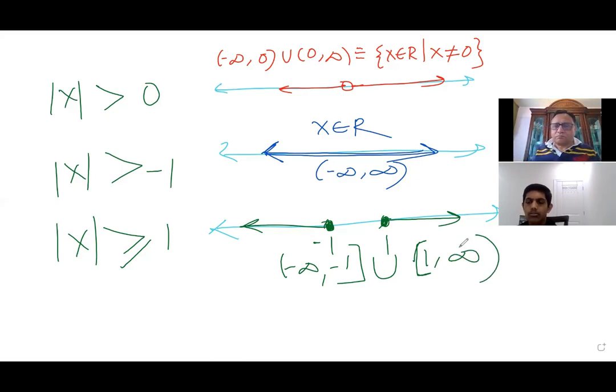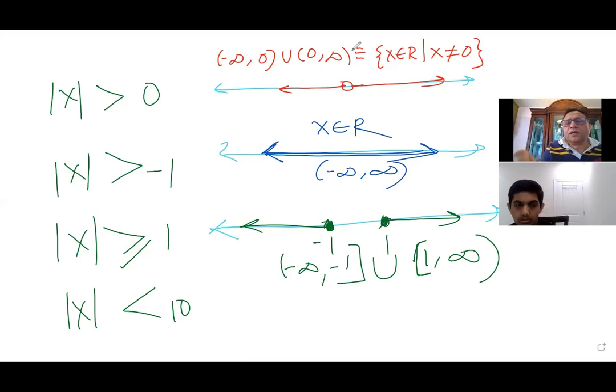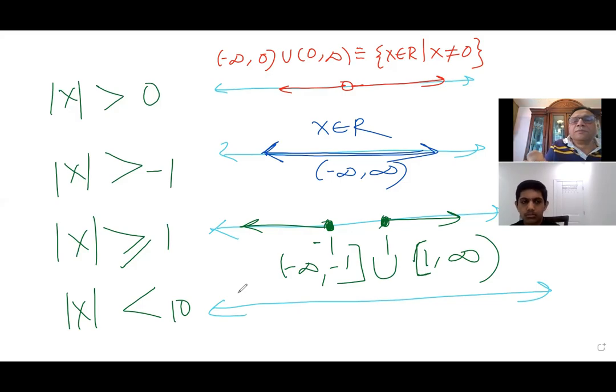Good. But if I have absolute value of x less than, let us say 10, in that case, we have seen earlier also the solution is within, correct? So let me just draw this solution here. Less than means not including plus and minus 10. So that becomes my solution. Clear?